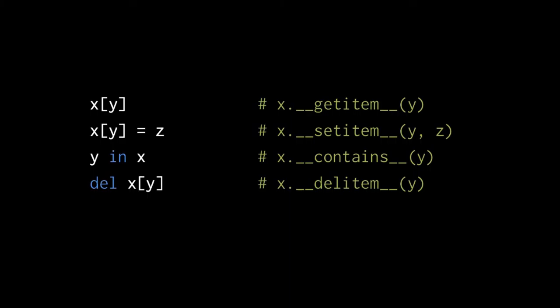Don't get too confused by the reversal of x and y. And finally, del x subscript y is equivalent to x dot del item y. The thing to keep in mind about del, though, is it's not actually an operator, it's actually a kind of statement, like assignment is a kind of statement. So when you see del used, it's always used at the front of the statement.